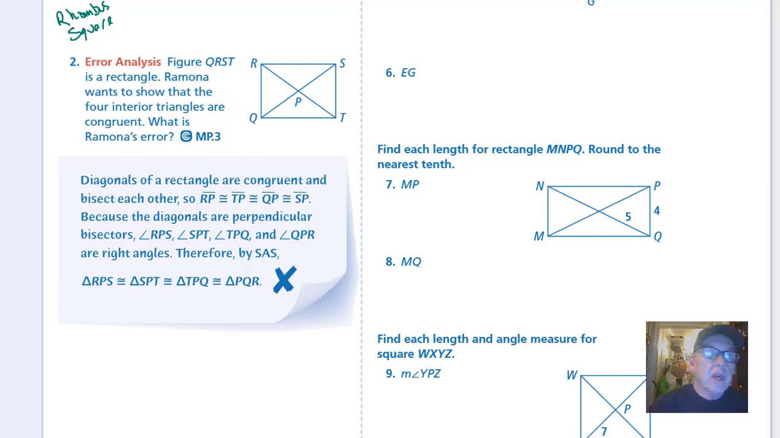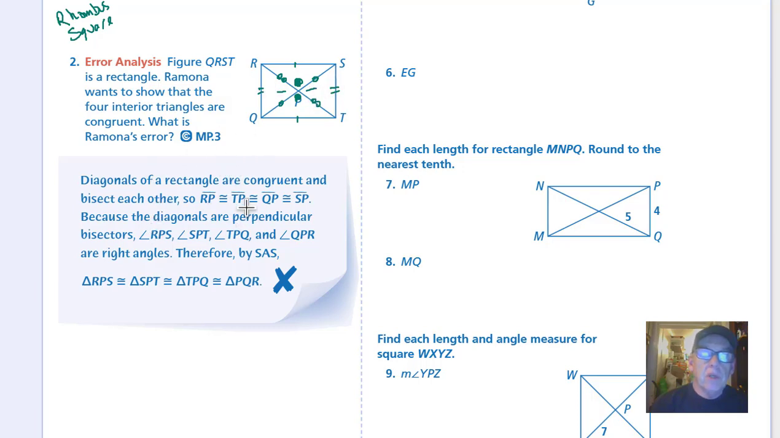Okay, this is a rectangle. Rome wants to show that the four interior triangles are congruent. What's her error? So let's talk about this first. If it's a rectangle, we know that those opposite sides are going to be congruent to each other. We know the diagonals are going to bisect, so it leaves those two pieces equal, and these two pieces equal. And then we know that we have vertical angles in the center. So by side angle side, these two triangles are going to be congruent, and then by side angle side going this way, these two triangles are going to be congruent.